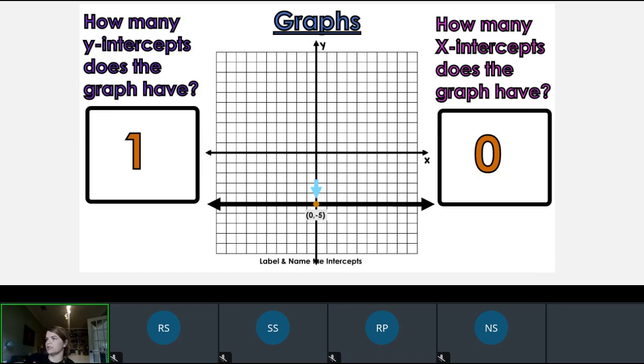So this is a horizontal line. I'm going to write that word down here. Horizontal. Okay. How many y-intercepts? Well, our y-axis is here, so I go down. Oh, there's where it crosses. It has one y-intercept. This is our x-axis, and as you notice, it runs parallel, so it never crosses. So this one actually does not have an x-intercept.